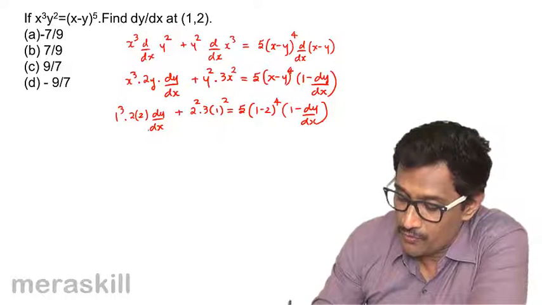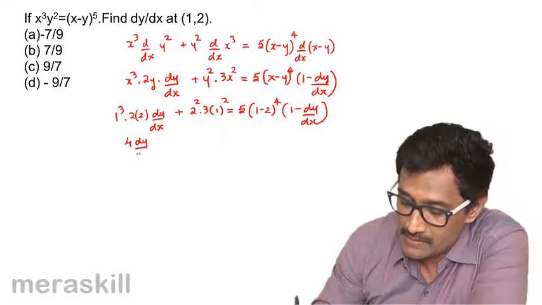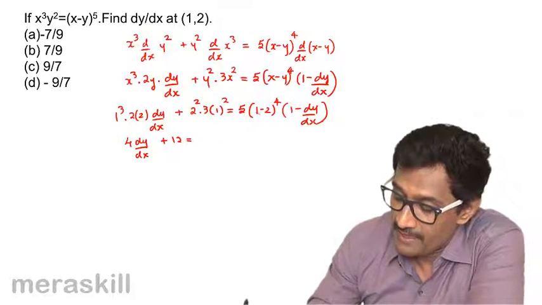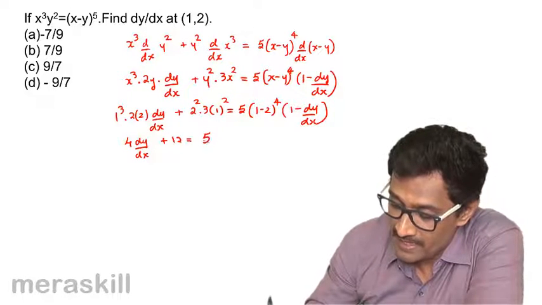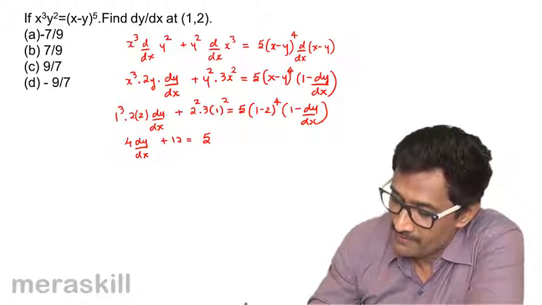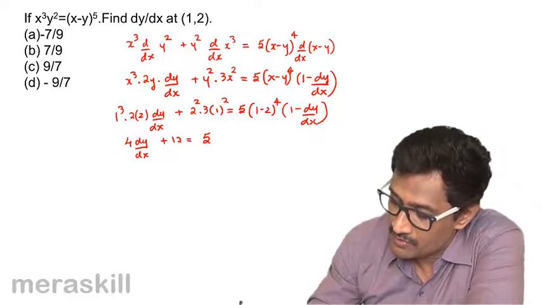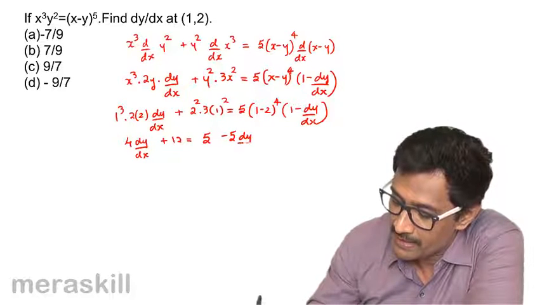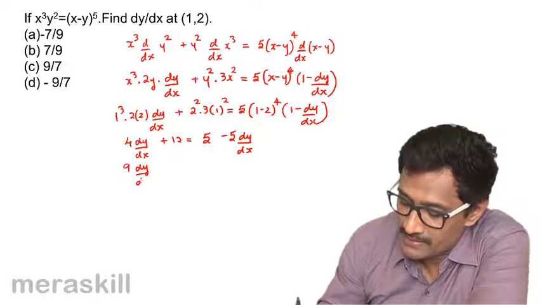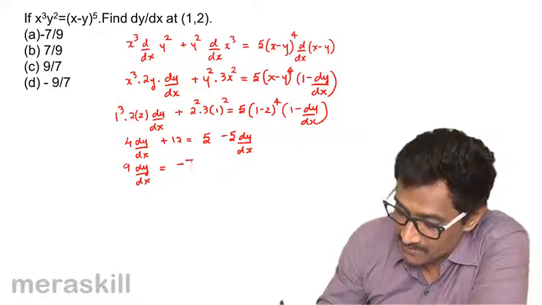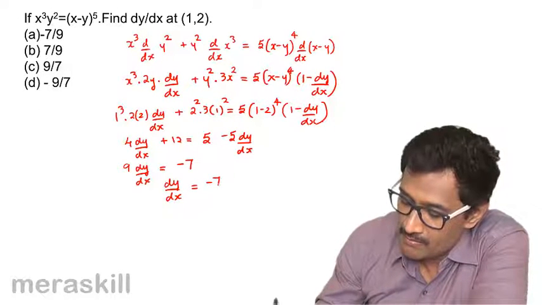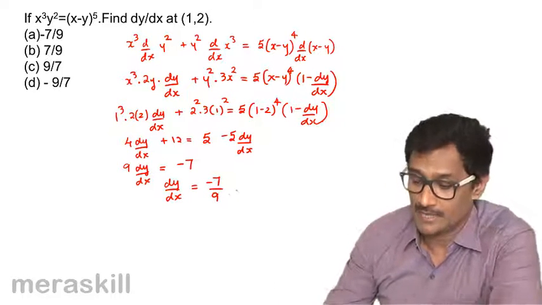So this will give you 4 dy by dx plus 4 into 3, 12. 5 into minus 1 raised to 4 is 5. 5 into 1 is 5, then 5 into minus dy by dx, so minus 5 dy by dx. You take it to the side, you get 9 dy by dx is equal to 5 minus 12, which is minus 7. Therefore, dy upon dx is minus 7 upon 9.